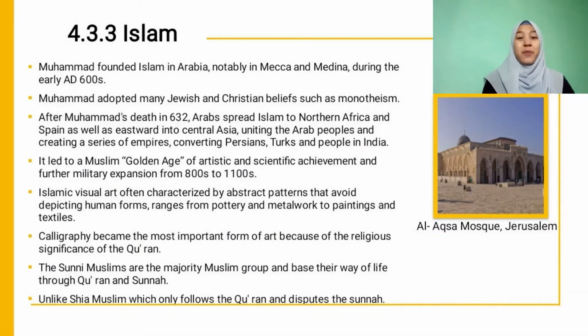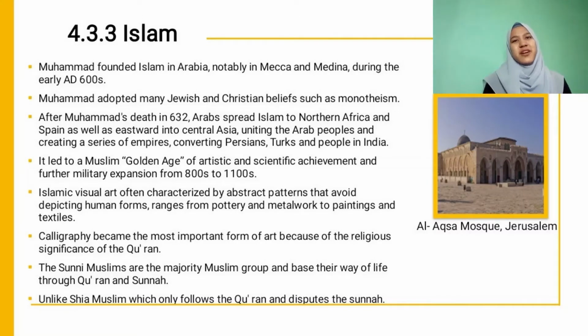Islam. Muhammad founded Islam in Arabia, notably in Mecca and Medina during the early AD 600s. Muhammad adopted many Jewish and Christian beliefs such as monotheism. After Muhammad's death in 632, Arabs spread Islam to northern Africa and Spain as well as eastward into Central Asia, uniting the Arab people and creating a series of empires, converting Persians, Turks, and people in India. It leads to the Muslim golden age of artistic and scientific achievement and future military expansion from 800 to 1100.